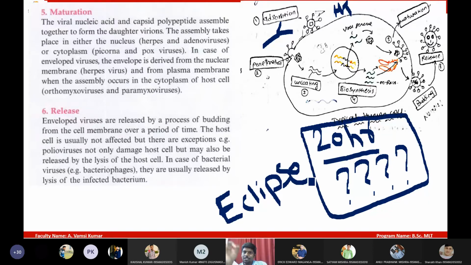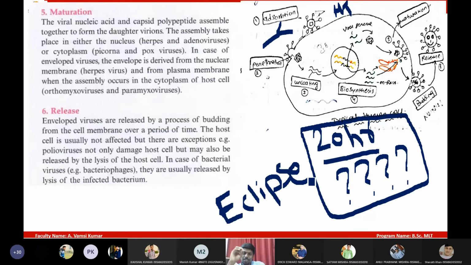The patient will get negative test results. No matter whatever lab test you are doing, you won't get any report. You will get negative, but the virus is inside the body. Even though the virus is present inside the body, we won't get any results. That is because of this eclipse phase of viruses, and this eclipse phase will vary from virus to virus.